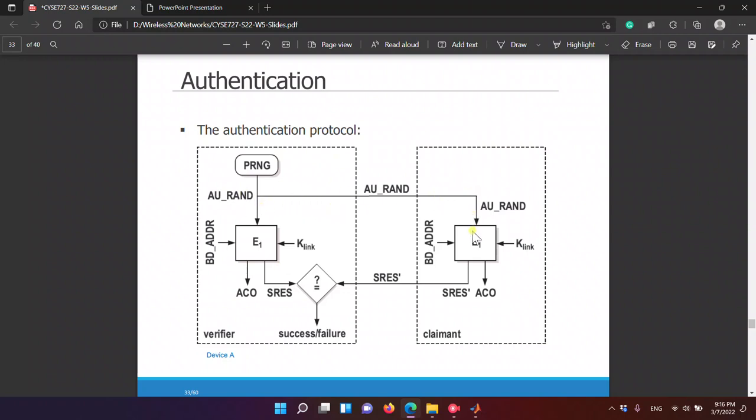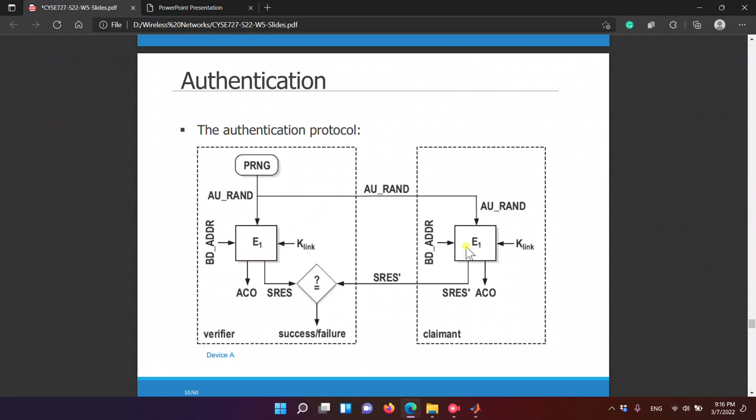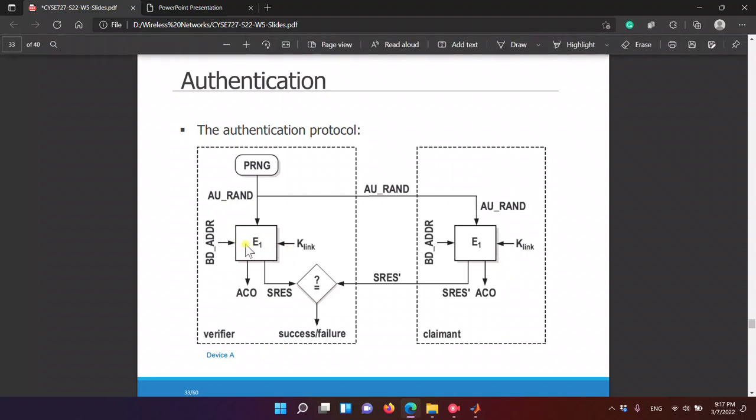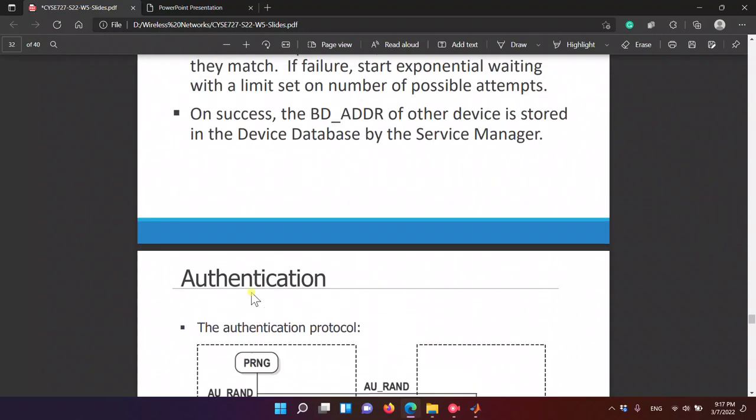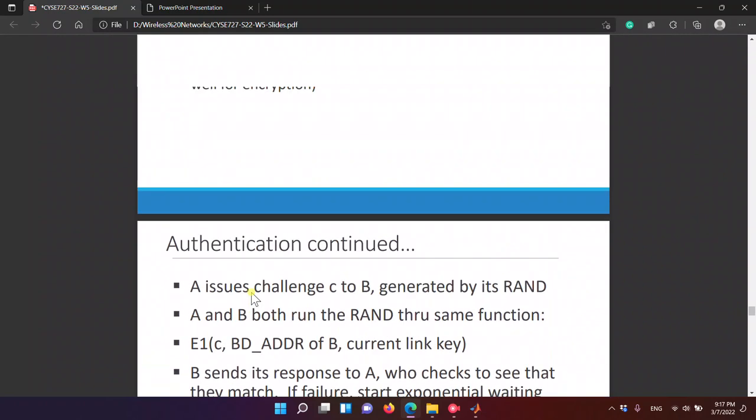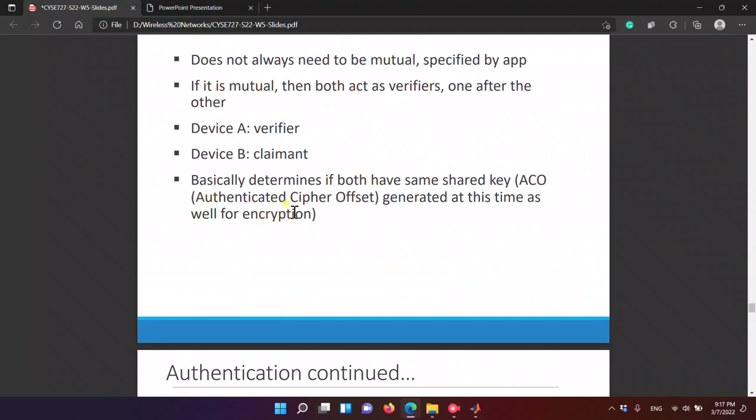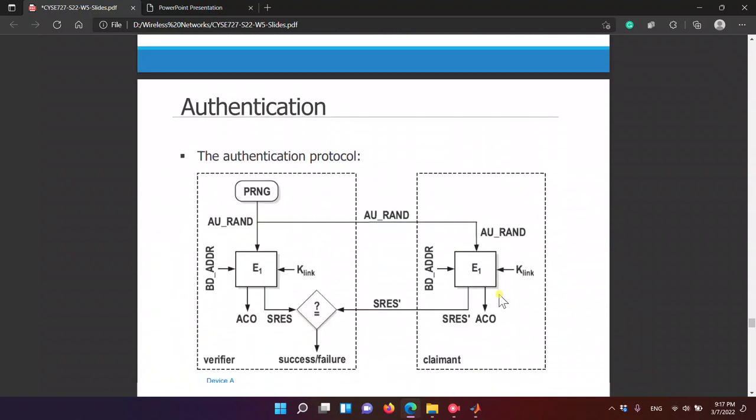It sends the challenge. So the random number is the challenge, and both will input this number to an encryption algorithm, which uses the same link key and the device B address. This is device B, the address of device B. And both generate the ACO, which, as we read, is the authenticated cipher offset. It determines if both have the same ACO.